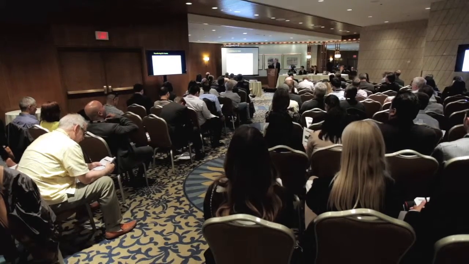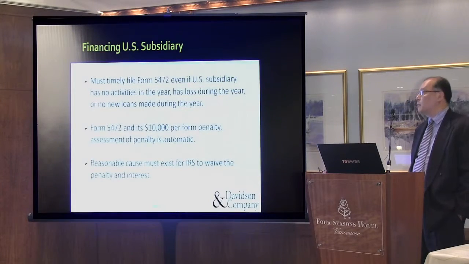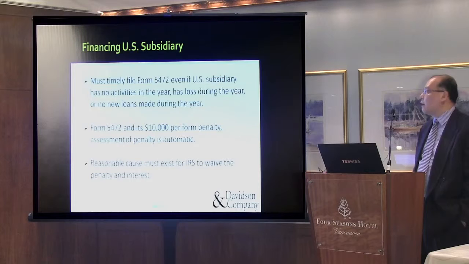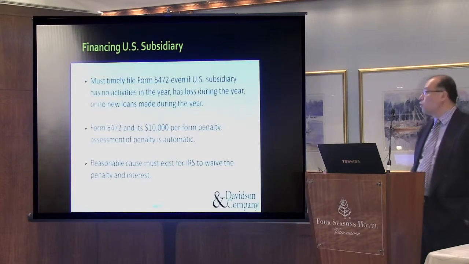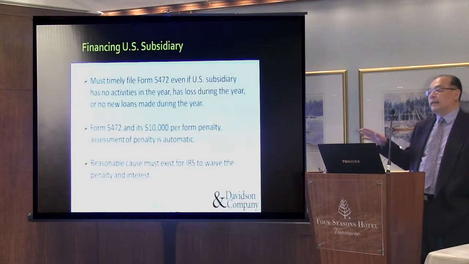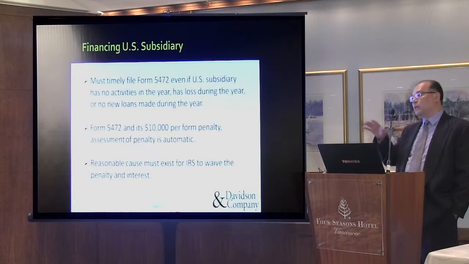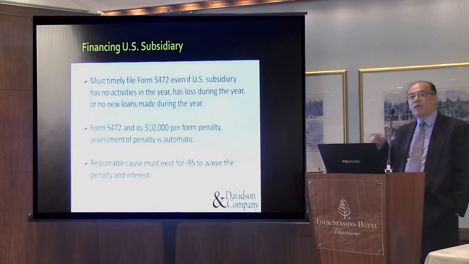And the reality is that you need to be filing this form even if the U.S. sub has got a huge loss for the year, or it has no activities in the year, or when there's no new loans being made during the year. Because how the form is laid out is you have to always show the beginning and the ending balance. So if the loan amount from the Canadian parent stays static, you still have to show and disclose that amount each year, even if there's no change.